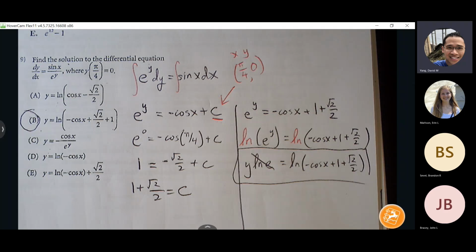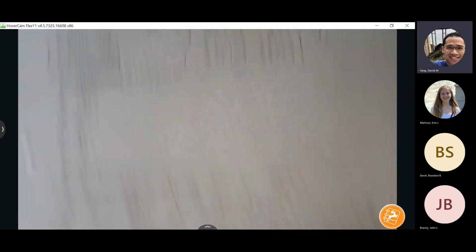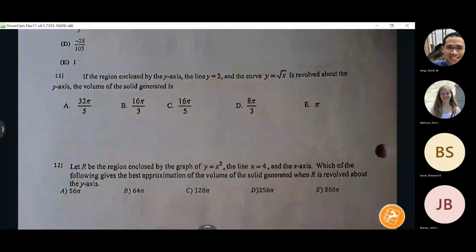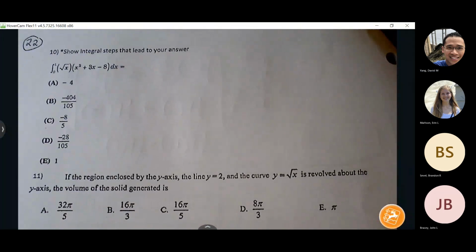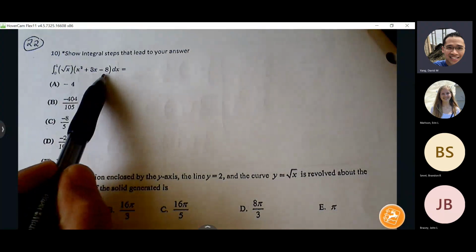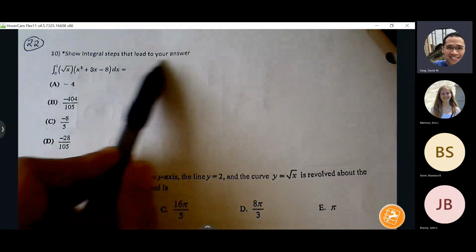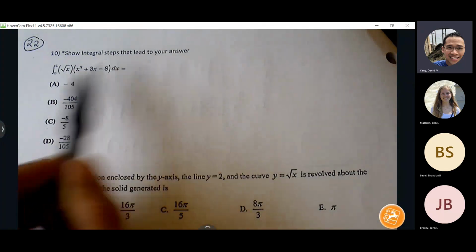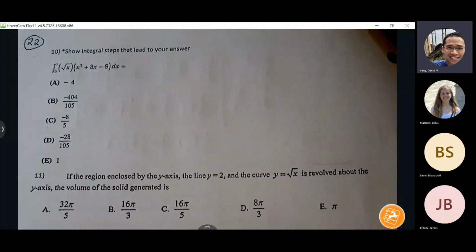Okay, everybody good? Page 21. Okay, last page, 22. All right, definite integral, root x. So this one is meant to be done by hand. Obviously, if you saw this, you can enter it into your calculator and work backwards to show the steps.